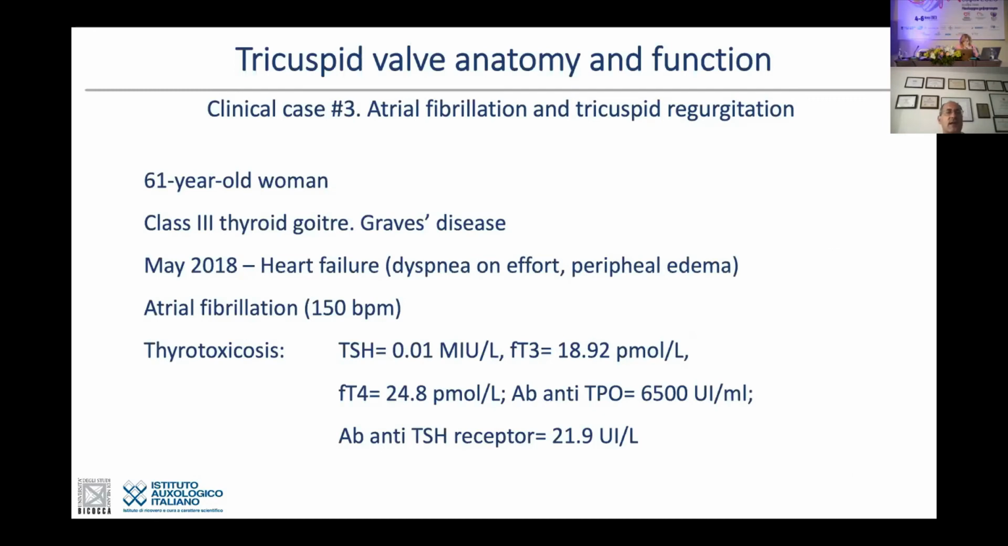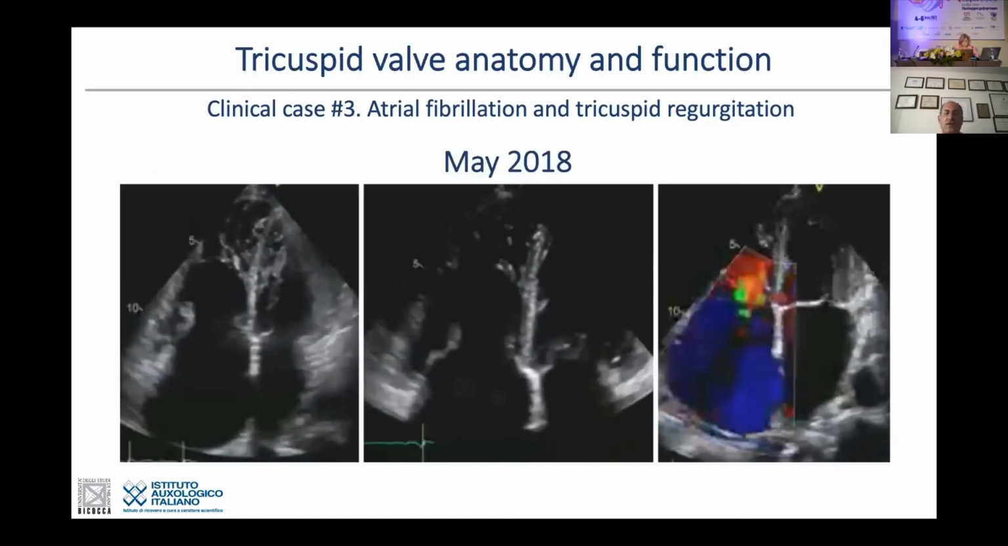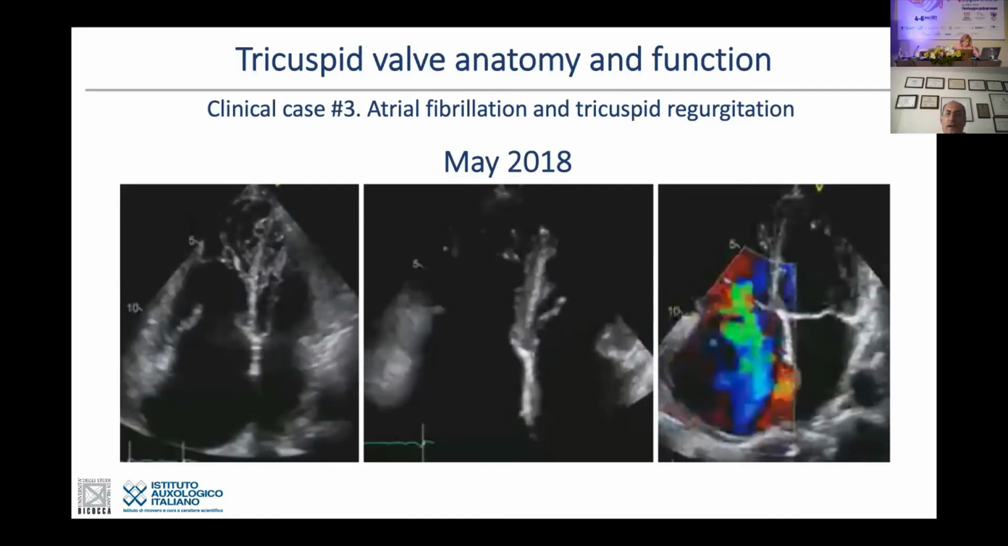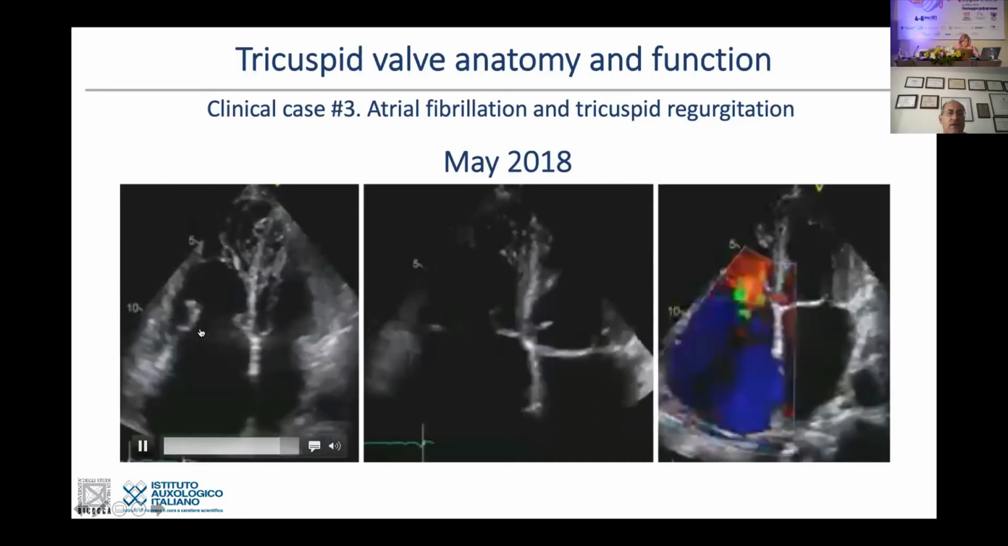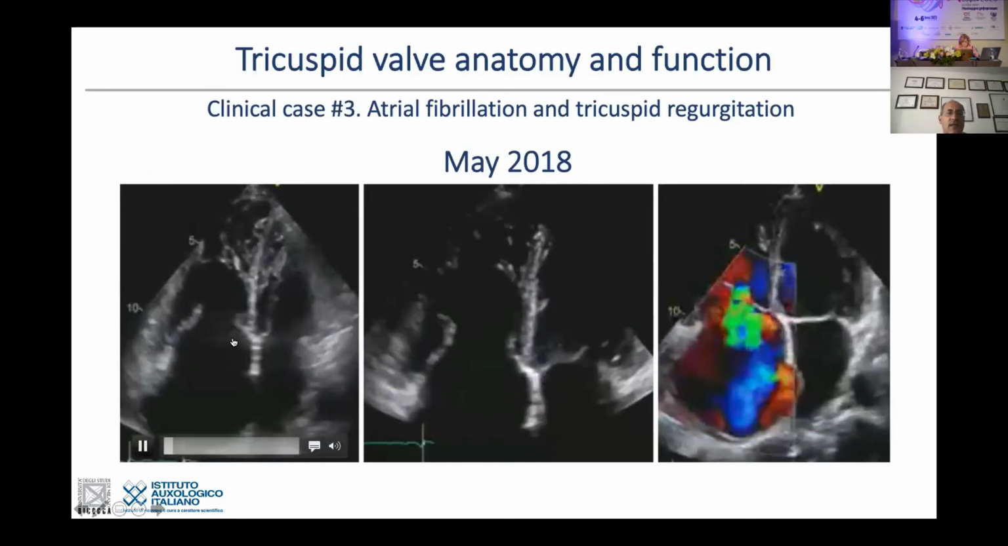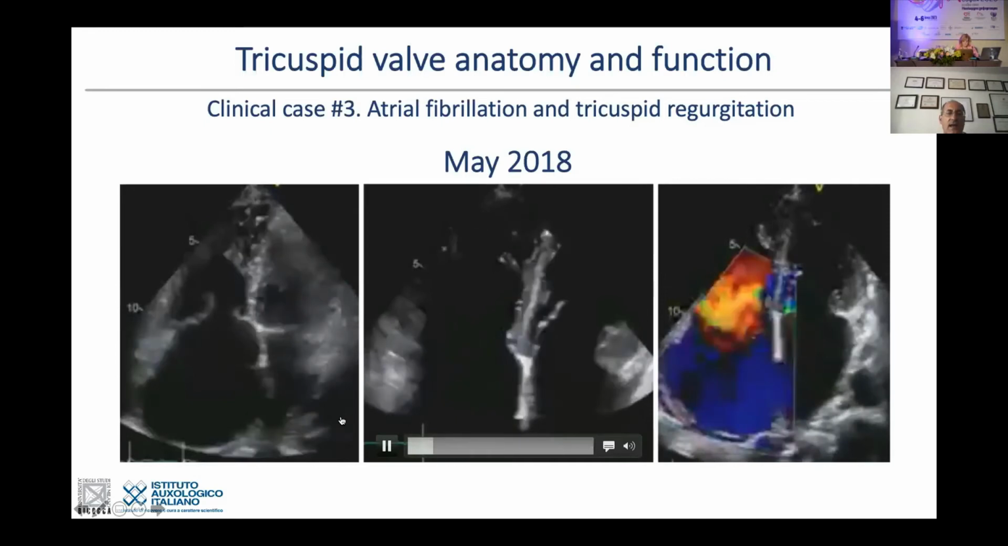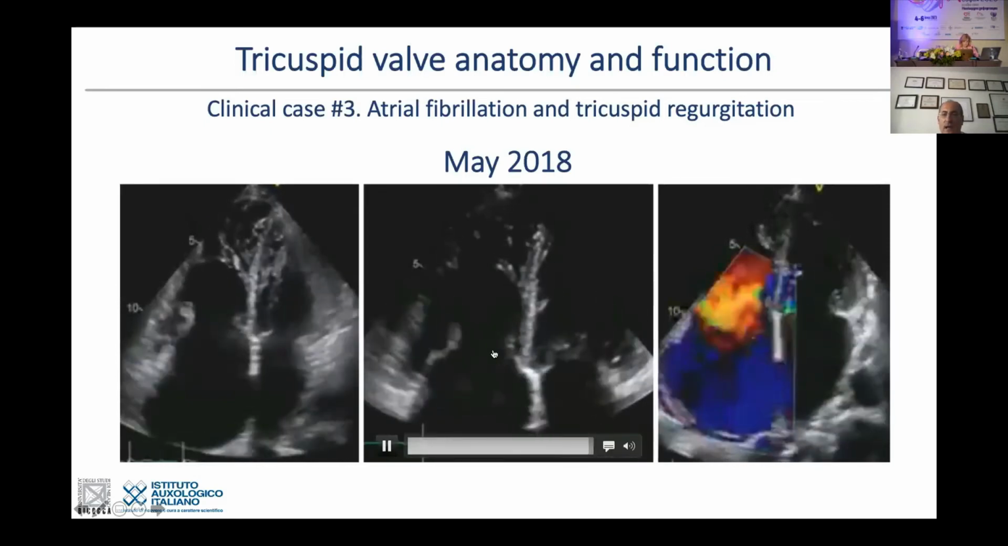This is a 61-year-old woman who had Graves' disease that became thyrotoxic, and so she developed heart failure when she developed a high rate atrial fibrillation. The echo during that showed a torrential tricuspid regurgitation with the lack of coaptation of the leaflets due to the dilation of the annulus and also of the atrium and the ventricle.